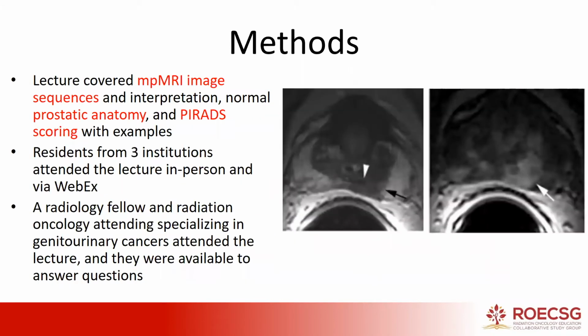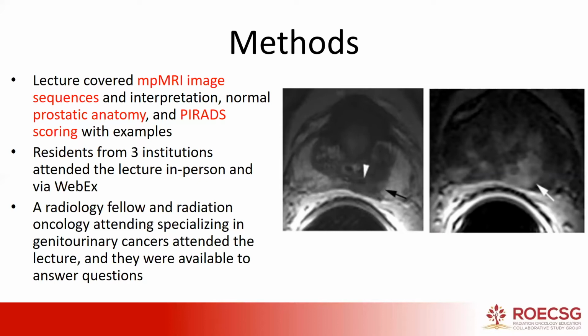Our lecture covered MPMRI image sequences and the concept behind them, as well as their interpretation. We covered normal prostatic anatomy and how both of these factor into PIRADS scoring, with examples. One example is shown to the right. On the left, we see a T2 weighted image of a PIRADS lesion located within the peripheral zone, which is hyperintense. And on the right, we see the corresponding high b-value DWI image.